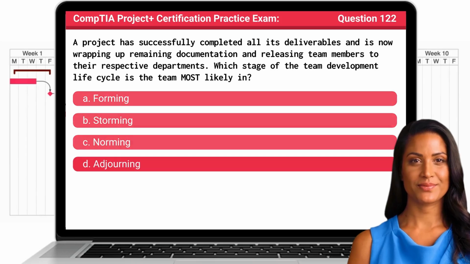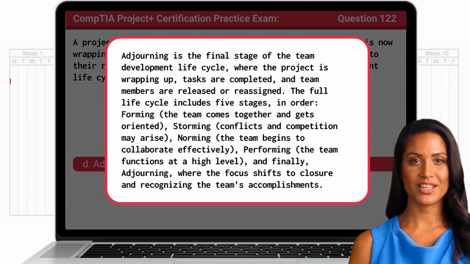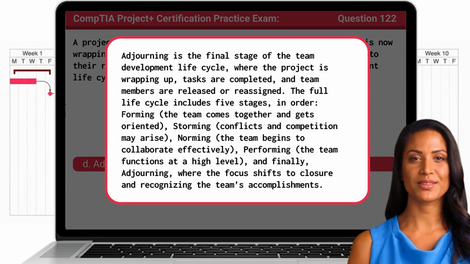The answer is D. Adjourning. Adjourning is the final stage of the team development lifecycle, where the project is wrapping up, tasks are completed, and team members are released or reassigned. The full life cycle includes 5 stages.